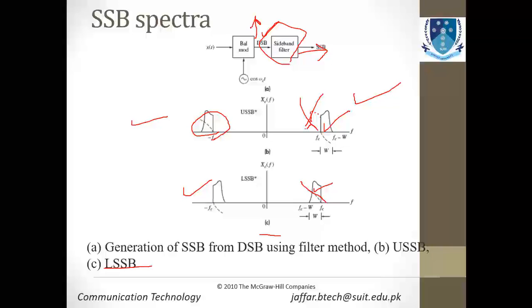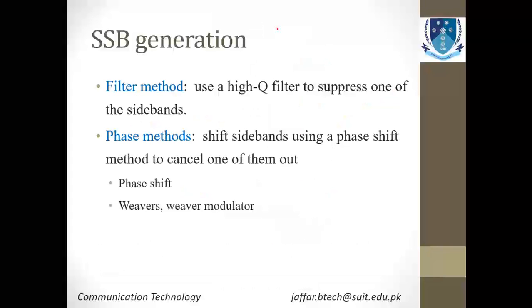So in just applying a simple filter, you can reduce a small portion of power that was there earlier. So there are two methodologies. The first method is the filter method, which is commonly in use nowadays, and it also uses a Q filter, the quality filter or the high quality filter, to suppress one of the sidebands. And there is another method that is known as the phase method, and in this kind of method you should basically shift the sidebands using a phase shift method to cancel one of the effects.